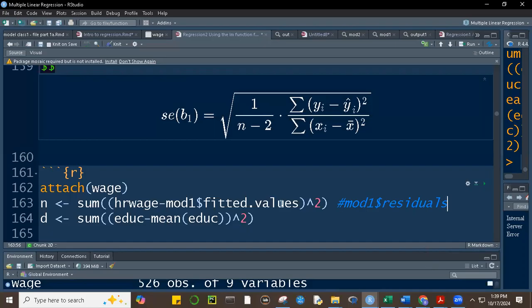I just chose using the data itself, but we could have chosen a more simple one. Just get the residuals, mod 1 residuals, and replace all of this one, and then just square it. And then this one, class, education, which is our predictor, minus the mean of education, and then you square it, and then you get the sum. I denoted this as my numerator, and this one as my denominator.